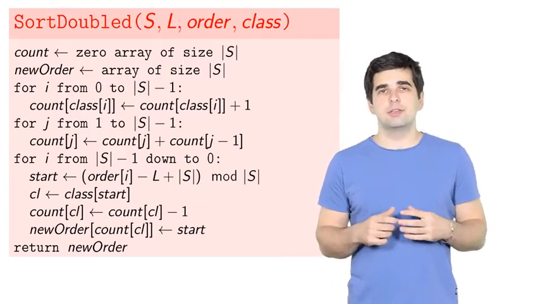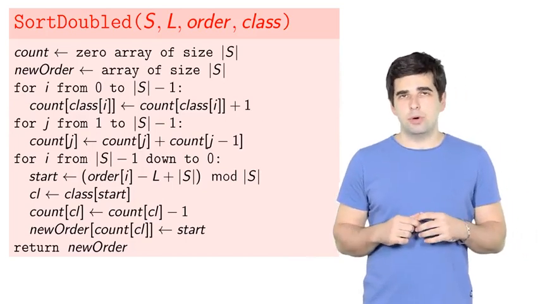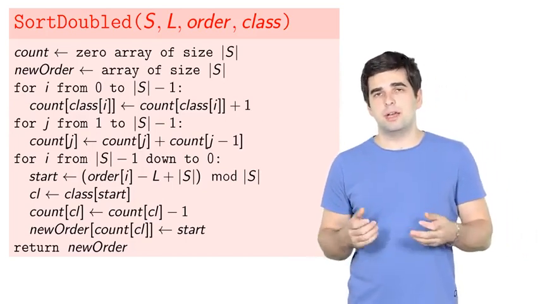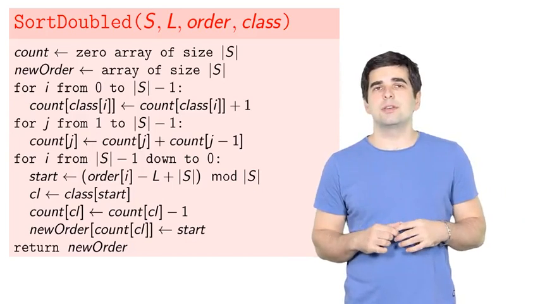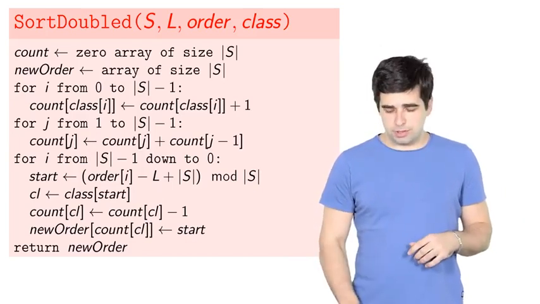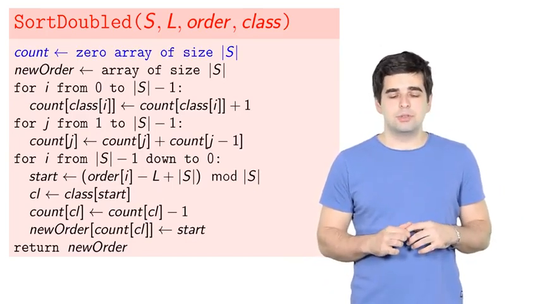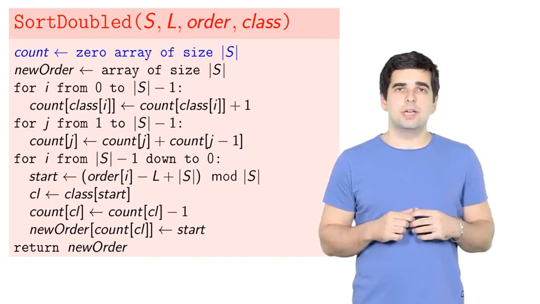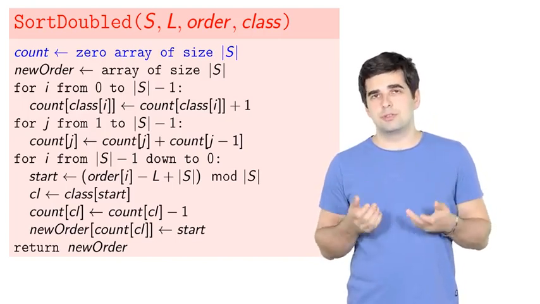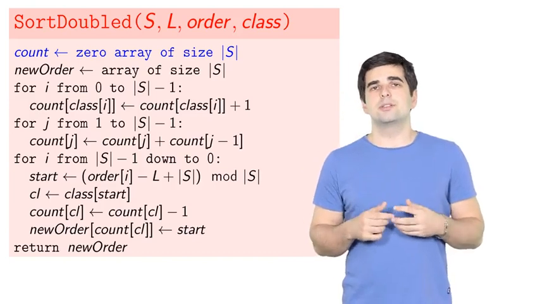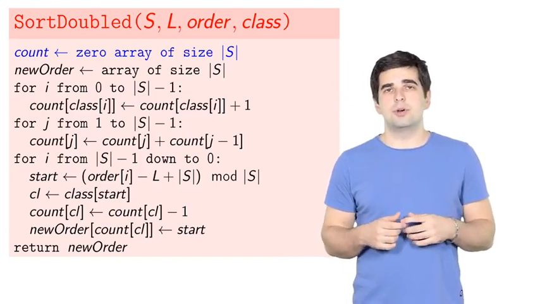Hi! In this video you will learn how to implement the transition phase of the suffix array construction algorithm. In the transition phase, you assume that you have already sorted cyclic shifts of some length L, and you know not only their order but also their equivalence classes, and you need to sort based on that cyclic shifts of length 2L.